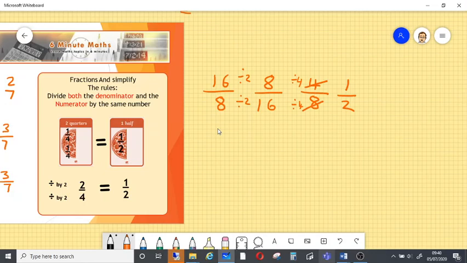So I've taken 3 steps there, but if I'd looked at it a little bit clearer and divided them both by 8 in the first instance, 8 into 8 goes 1, and 8 into 16 goes 2. It doesn't matter how many steps you take, but the bigger number you choose will mean that you take fewer steps until you get it down as far as it needs to go. So when we're simplifying fractions, divide them both by the same number, the denominator and the numerator, and reduce them down until they can't possibly go any further. Okay, thanks for watching.